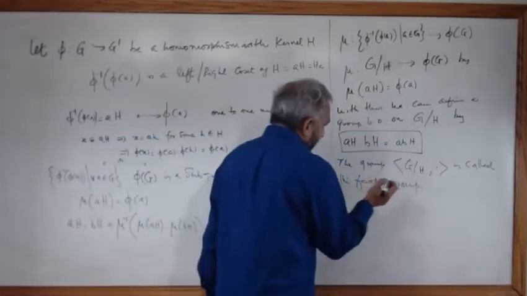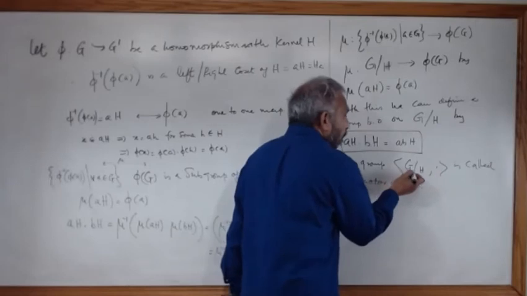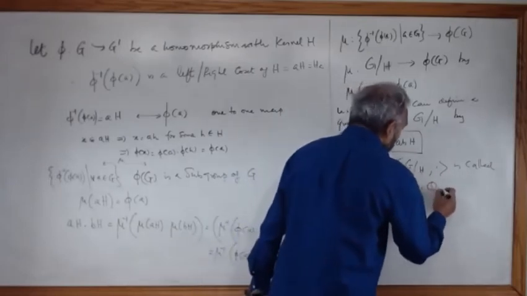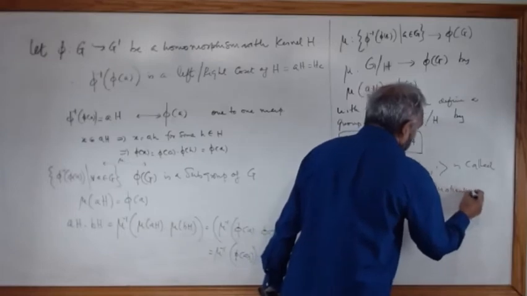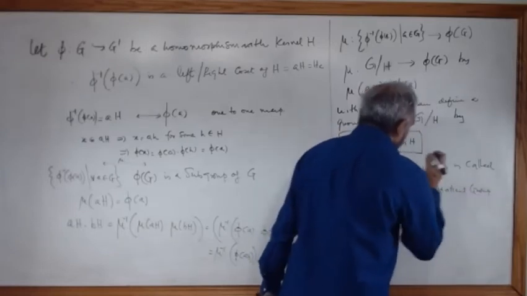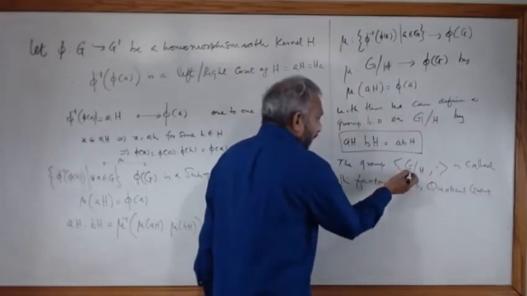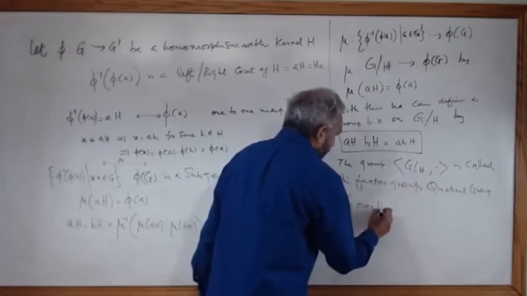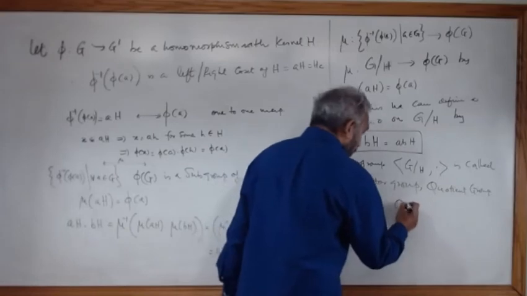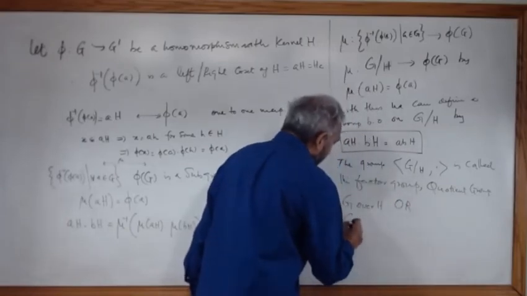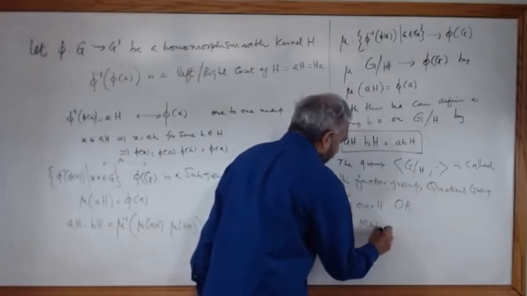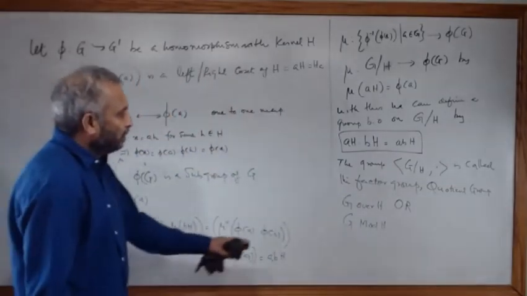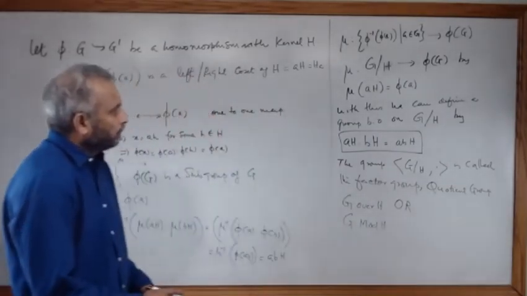And it is called G over H, or factor group. There is another word, quotient group. Both are the same. Or we can say G over H or G mod H. So that is how we are going to define the factor group.